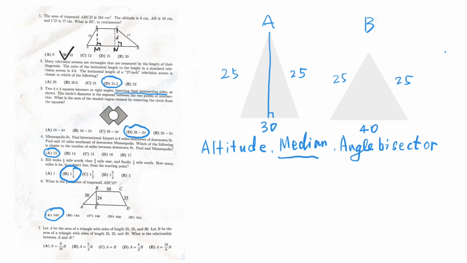So in this problem, we use this one, the altitude is also the median. That means the left side is 15, right side is 15. For B, we draw the altitude too, and the left side is 20, right side is 20. This property also applies to the equilateral triangle. If you draw the altitude of an equilateral triangle, this line is also the median and the angle bisector.